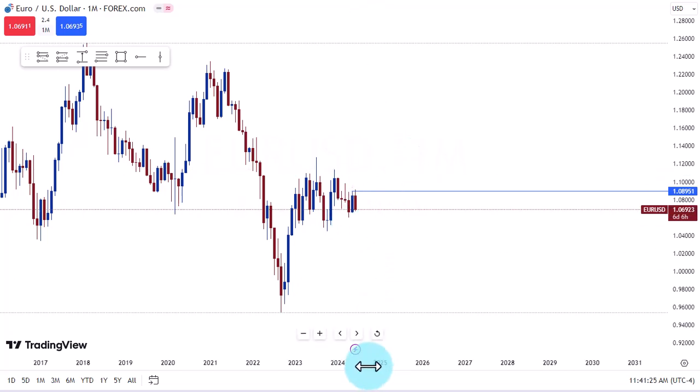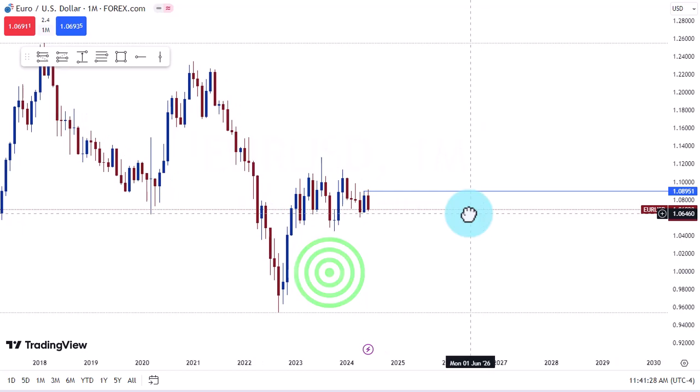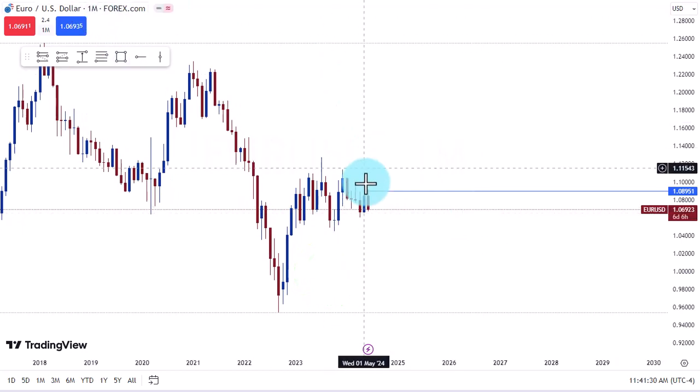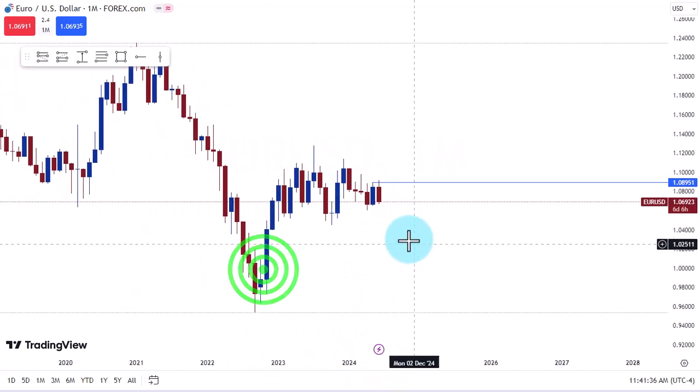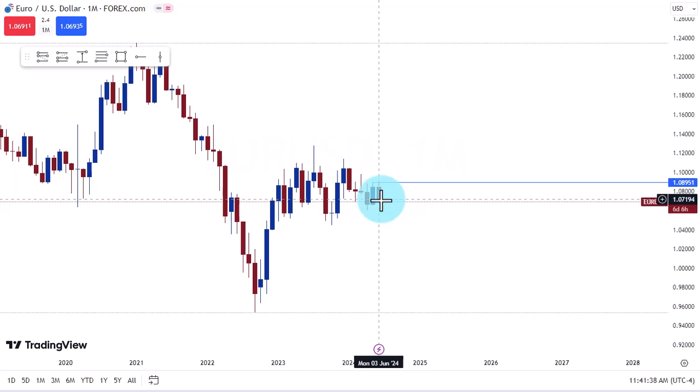Now let's move into the main thing. So this is the monthly time frame. And this is the current month we are trading, and that is the month of what? June. Right? Now, before we enter the month of June, we had what?